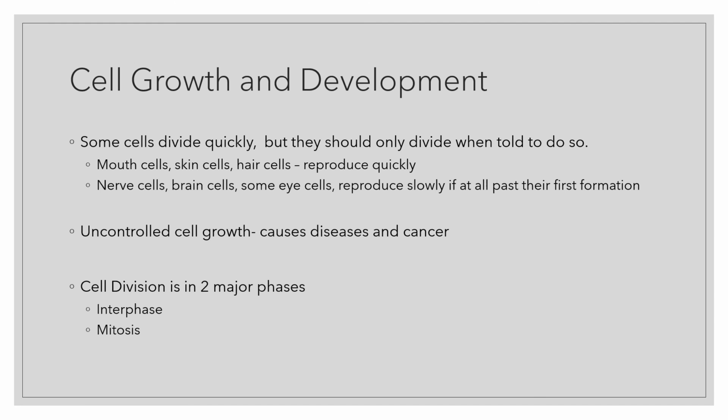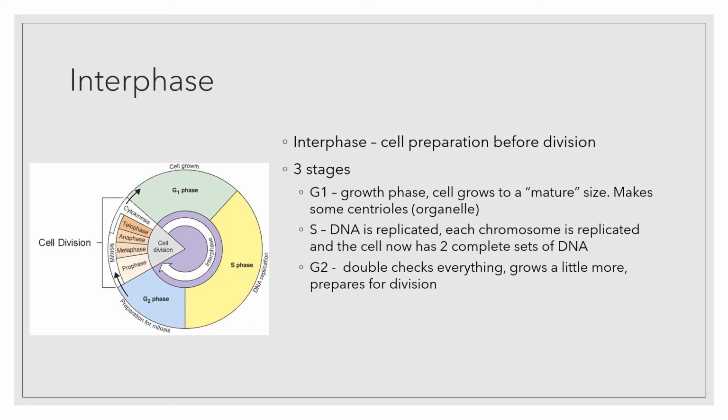So cell division occurs in two major phases. In order for cells to divide, it occurs in two major phases. The first being interphase, the second one being mitosis. So interphase is the cell preparing before division. Okay, and the preparation happens in 3 stages. There's G1, which is the primary growth phase.